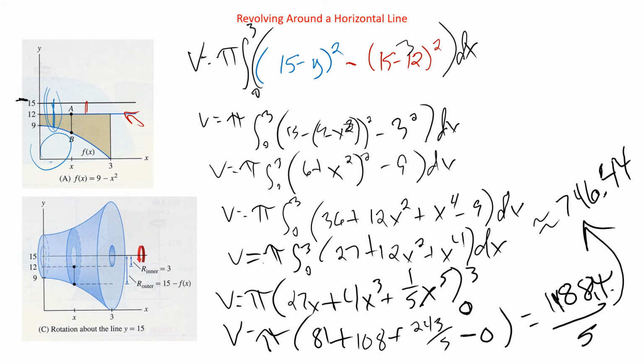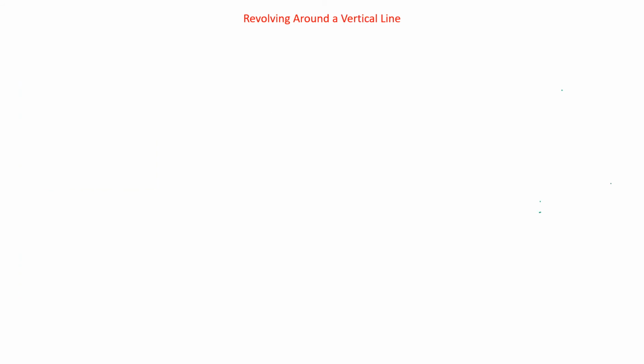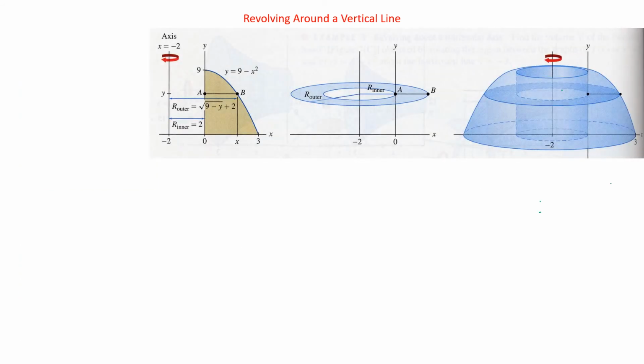All right, so that's about a horizontal line. Let's look at one revolved around a vertical line. So here we have our shape revolving around the vertical line, x equals -2. And in the last example, the line was over here. It was bigger than our axis. This one, it's smaller. That could be reversed. We could have this one over here, just like we could have the other one underneath it.